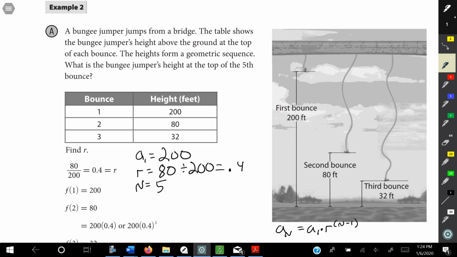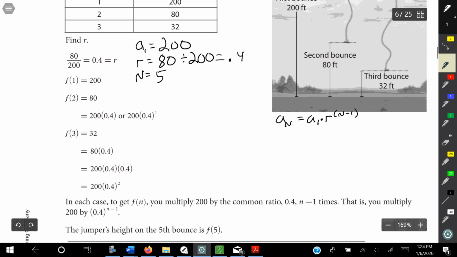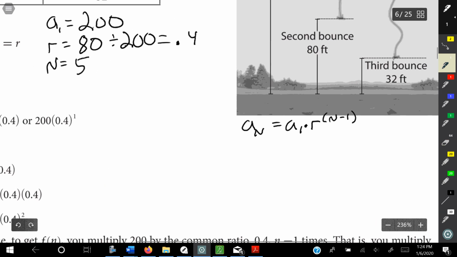All right, so now we're going to come down here and plug those numbers in and then just type it in the calculator. So I've got a sub n. For n, I'm using 5. So I've got a sub 5 is equal to a sub 1, which is 200, the first term. And we're going to multiply that times our common ratio, which is 0.4. I'm going to put it in parentheses. And all of that is raised to the nth term, which is 5 minus 1 in parentheses.